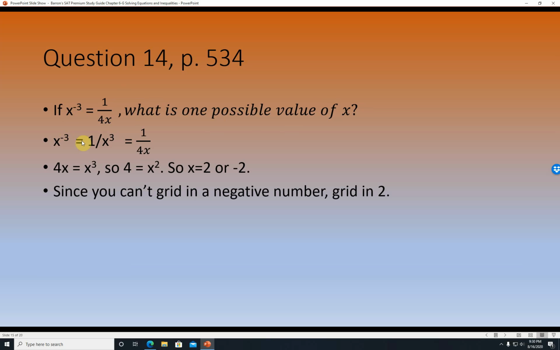X to the negative 3 is 1 over x cubed, which is equal to 1 over 4x. All right, so we can just flip both of these, make them the reciprocal, so we end up with x cubed is equal to 4x, or 4x is equal to x cubed. So then we can divide through by x, so we get 4 equals x squared, so x is equal to 2 or negative 2. Now this is a grid-in question in this book, so since you can't grid in a negative number, just grid in 2 and enjoy your life.